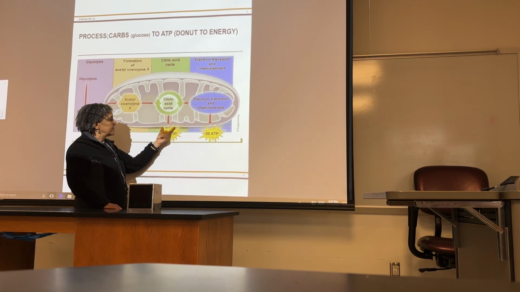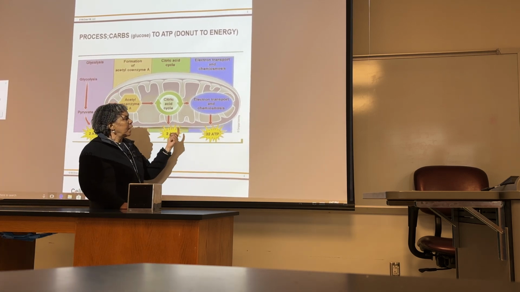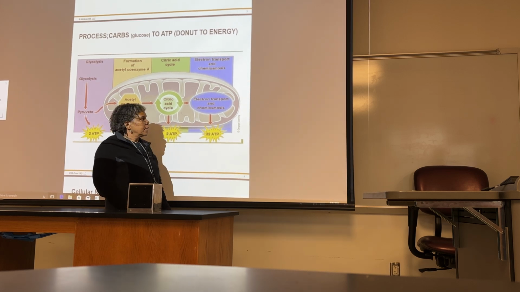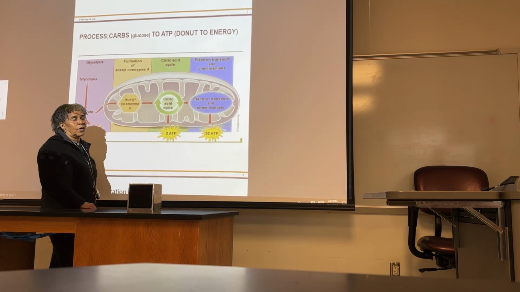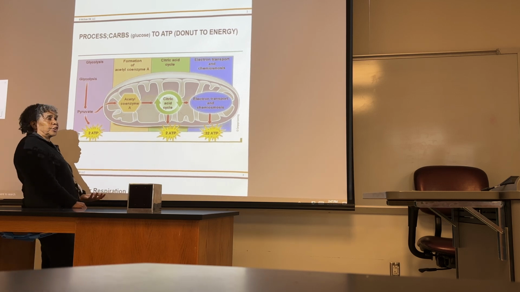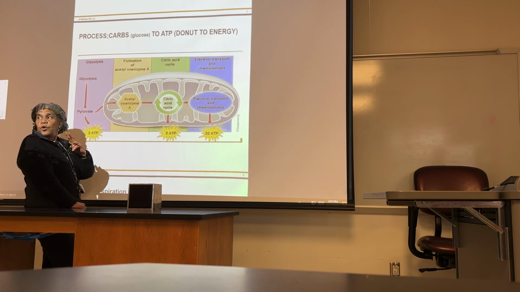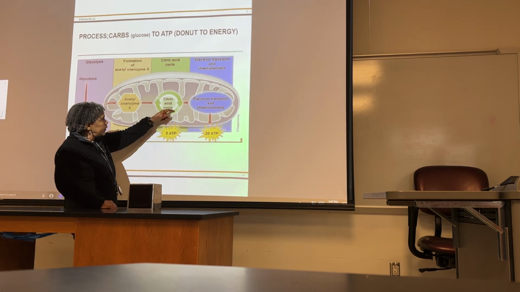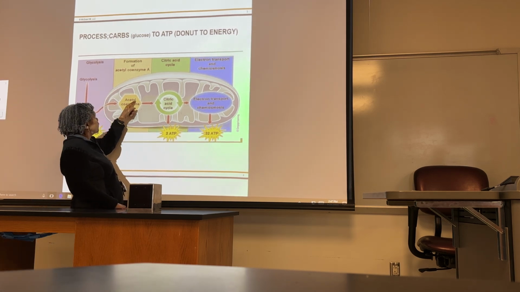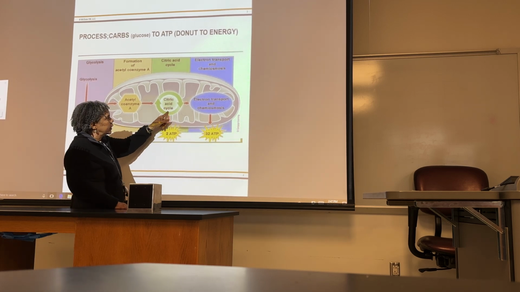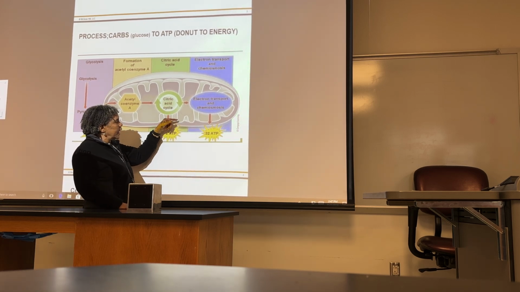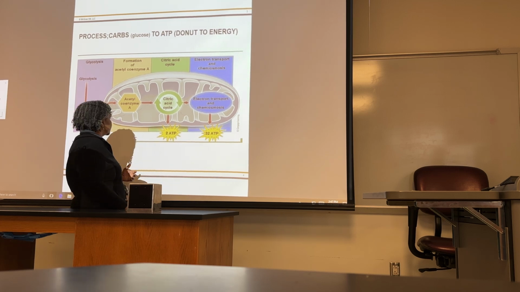There's 2 ATPs right here, and then a lot of ATPs right here. By the end of this process, you have a lot of energy. You have electrons and protons that you've stripped, and you've gotten rid of the last 2 carbons in the form of this acetyl. We'll go over that. I'll show you that. But then all you have is electrons now.